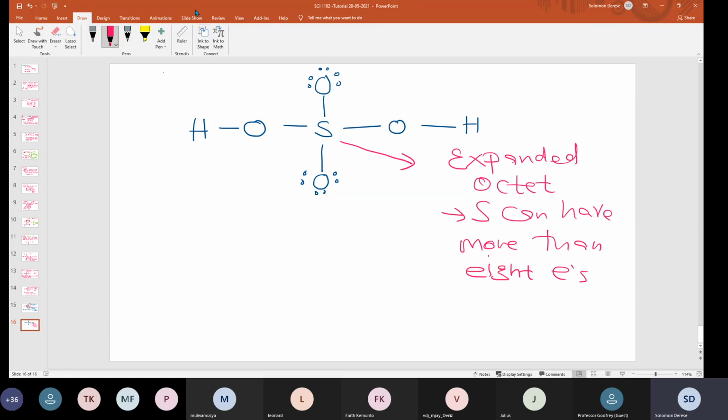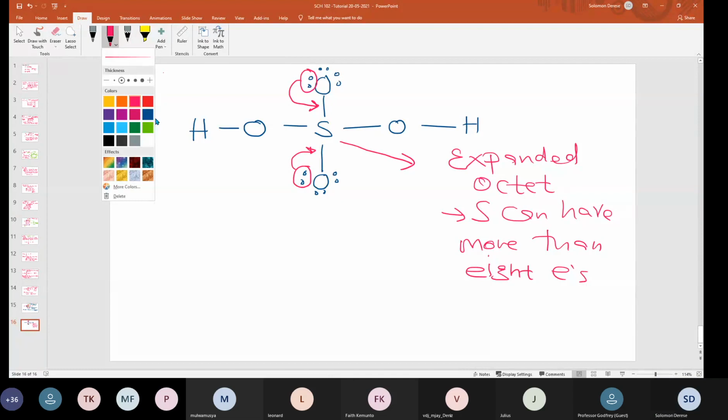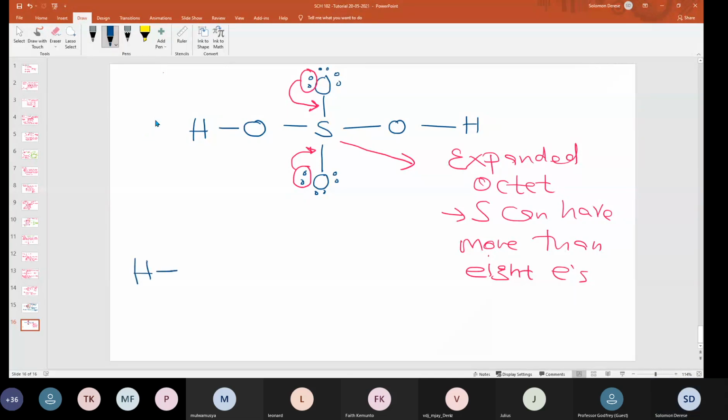So what's going to happen? To cut the story short, this one will be used to form a double bond here. This one can also be used to form a double bond in here. So the structure of sulfuric acid is H, O, S double bond O, double bond O, O H. Of course, you have to put the lone pairs of electrons.